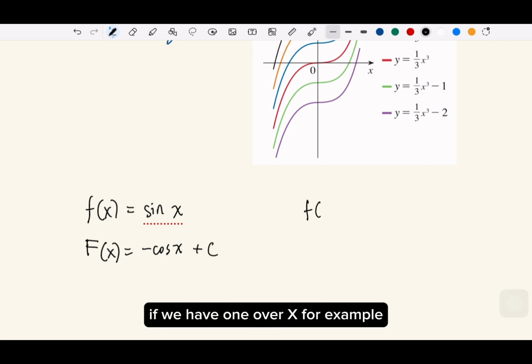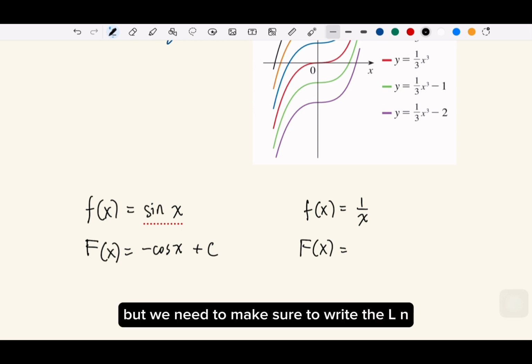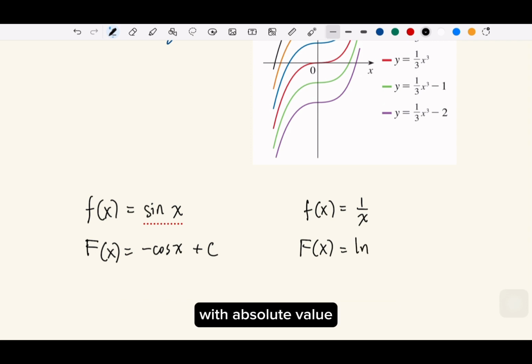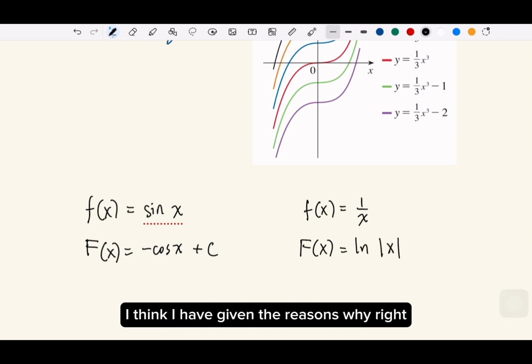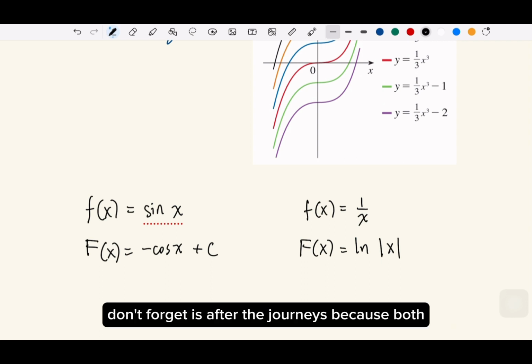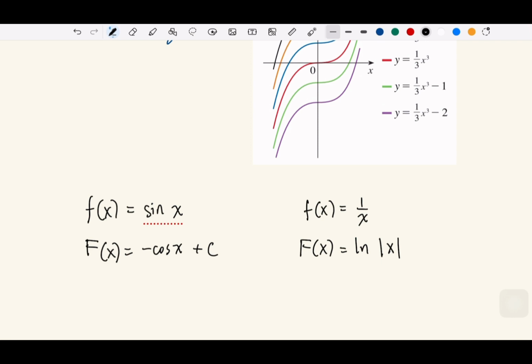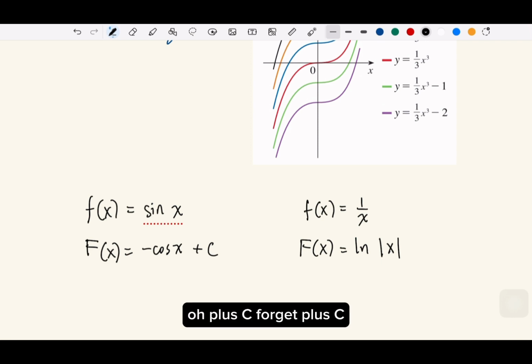If we have 1/x, for example, we need to think what kind of function, when we derive it, gives 1/x. Yeah, ln, right? But we need to make sure to write the ln with absolute value. I think I have given the reasons why, right? Don't forget it's absolute value, because both the positive interval and the negative interval are going to have the same derivative, which is 1/x. Okay. Don't forget plus c.